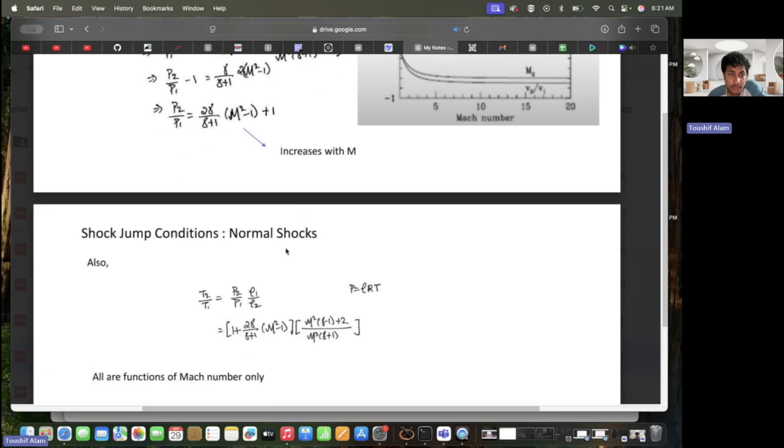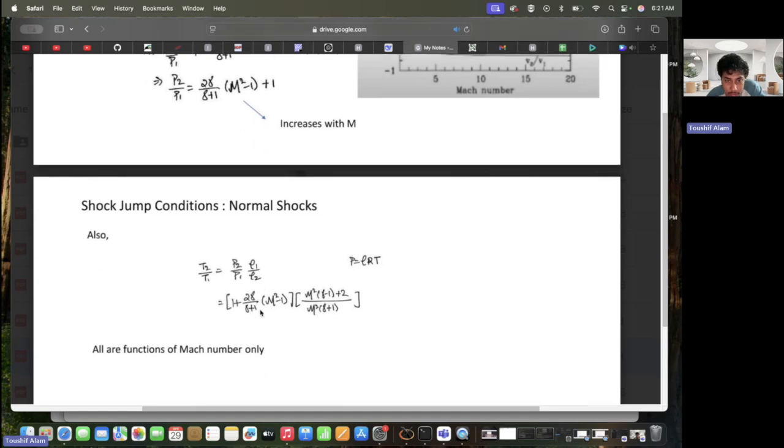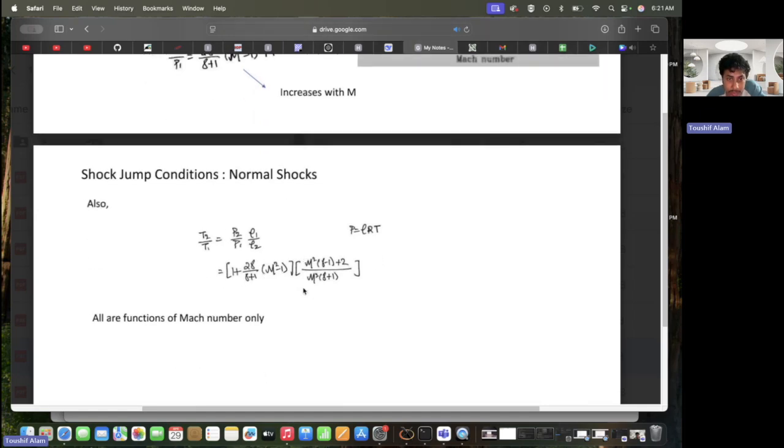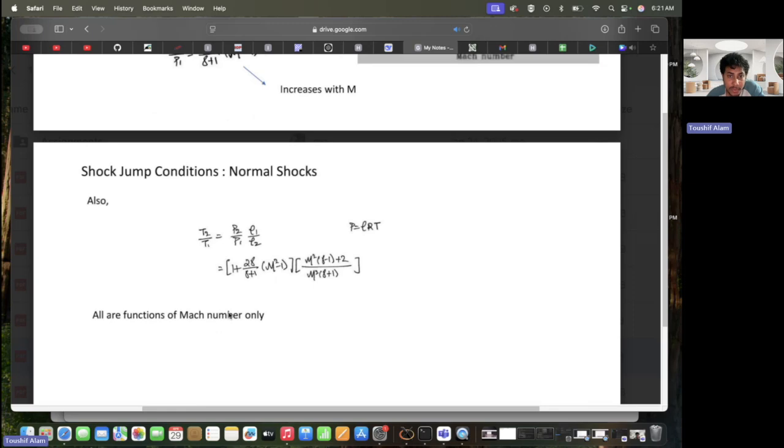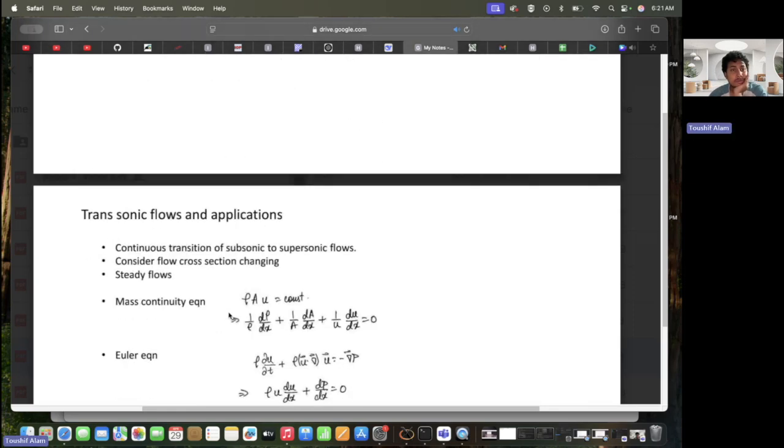Again, we have done this for temperature also. So we know P is equal to rho RT, from the ideal gas law. So T2 by T1 is basically P2 by P1 times rho 1 by rho 2. So just put in the ratio equations. All are functions of Mach number only. Okay.